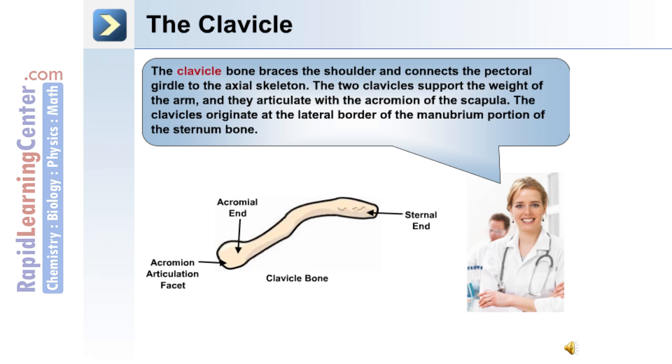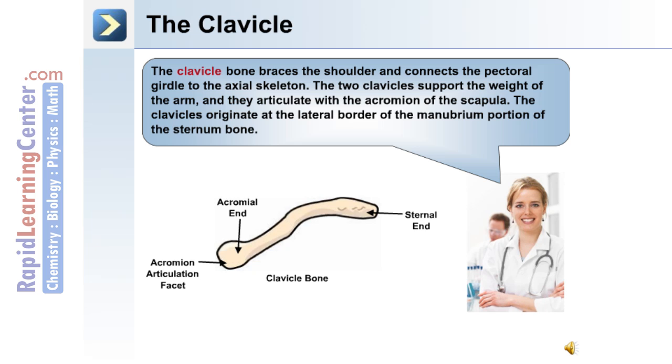The second bone of the pectoral girdle we'll discuss is the clavicle bone. The clavicle bone has an acromion articular facet at the acromial end of the bone, and it curves up towards the sternal end. The clavicle bone braces the shoulder and connects the pectoral girdle to the axial skeleton.